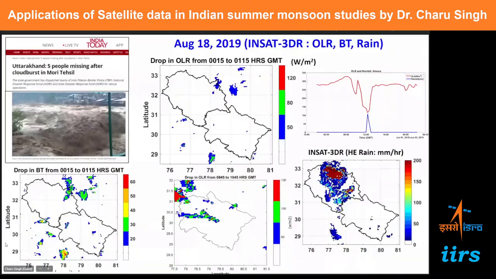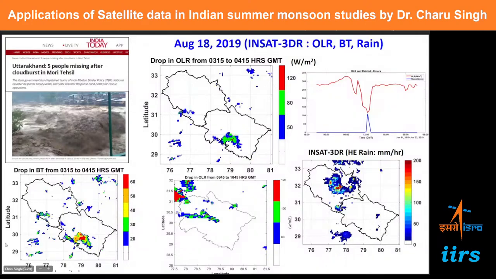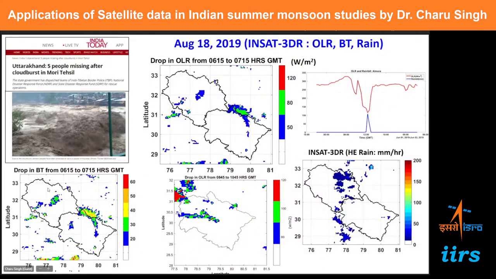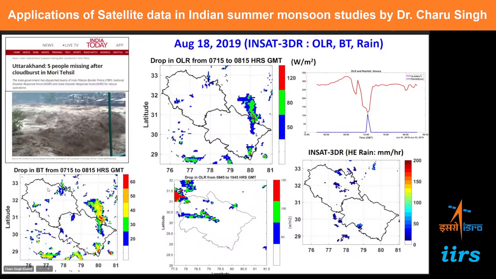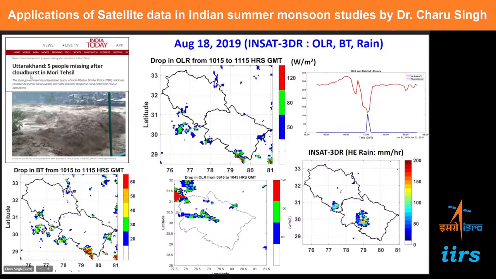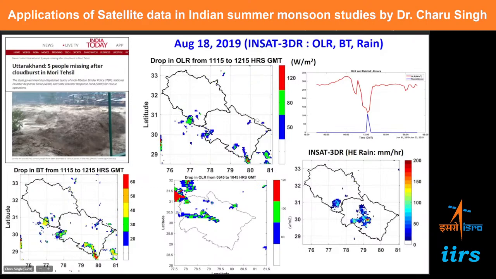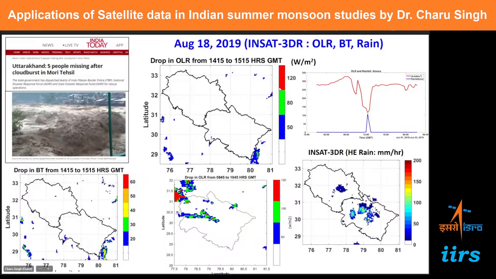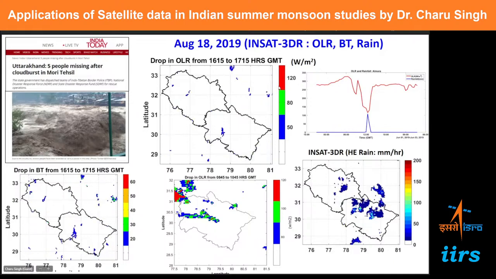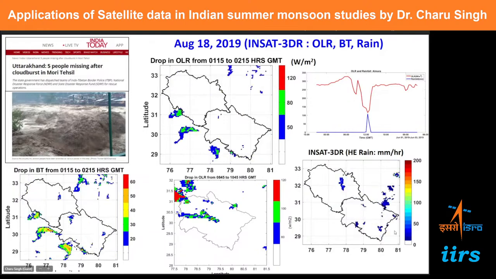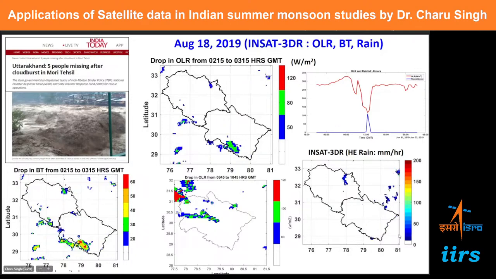Now here another potential of the satellite data set has been depicted. So here the OLR data set as well as the brightness temperature from the satellite has been shown. A cloudburst event was reported in the Mori Tehsil in the Uttarakhand region, and this analysis has been done for this event. This shows that an OLR drop of the order of 120 to 80 watt per meter square in a short span of time is associated with a high amount of rainfall.